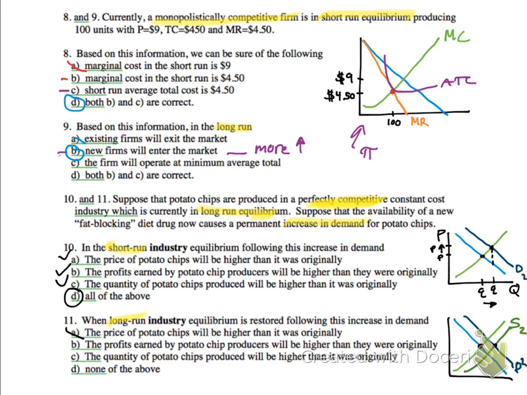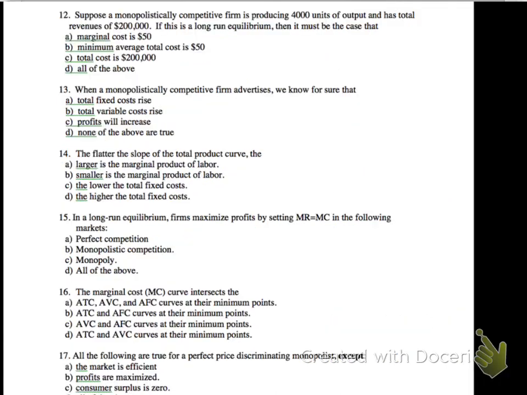So the profits earned by the producers will be higher than they were originally. No, because since more firms are entering the market, they're stealing away that profit. So no. The quantity of potato chips will be higher. Okay, so this was our original Q, and now we're over here. So yes, we did increase in quantity, so that is true. So the answer is not none of the above, the answer is C.